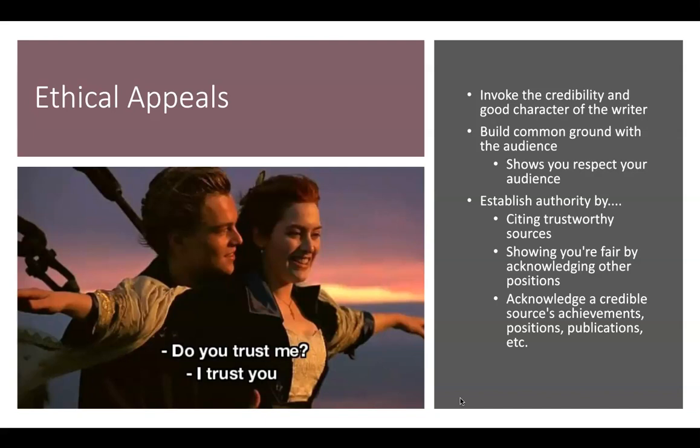You also establish ethos by showing that you're fair, by acknowledging other positions, right? By writing an essay that isn't entirely one-sided and biased. In our argumentative writing, we're absolutely arguing for our own position, but one way to show your audience that you've considered many positions is to acknowledge them in your writing. And this gives your writing more credibility. It shows that you've really done your research, you've thought about all of the different sides and aspects of your own argument before coming to your own conclusions. And one other way to establish ethos is to acknowledge credible sources, achievements, positions, publications, and all of that.